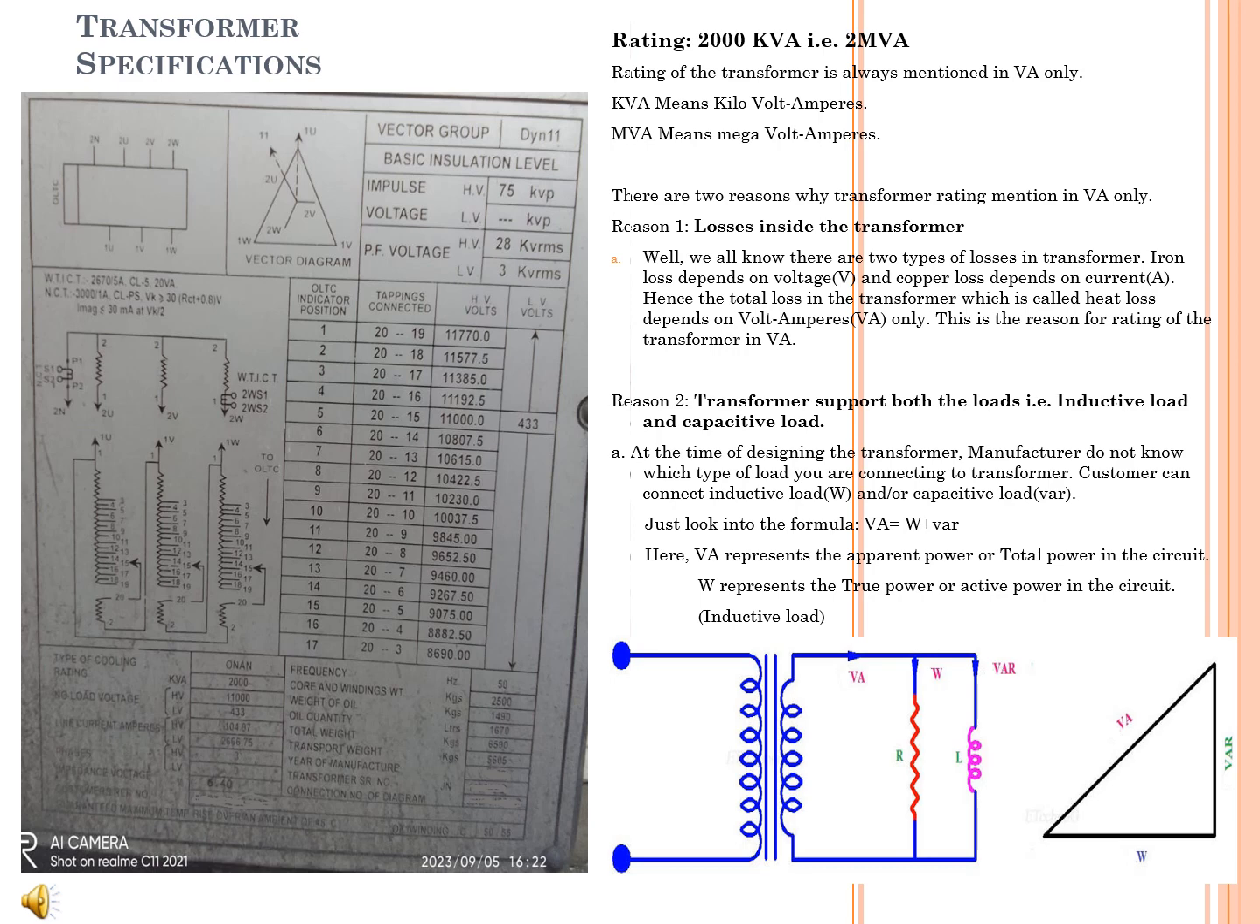And the second reason, the transformer supports both loads, that is inductive load as well as capacitive load. At the time of designing the transformer, the manufacturer does not know which type of load you will connect to the transformer. The customer can connect an inductive load, a capacitive load, or both. As we know, the apparent power is made up of the active power as well as the reactive power. So watt plus kVAR gives VA. This is the reason why the transformer rating is always in VA, not in watts.